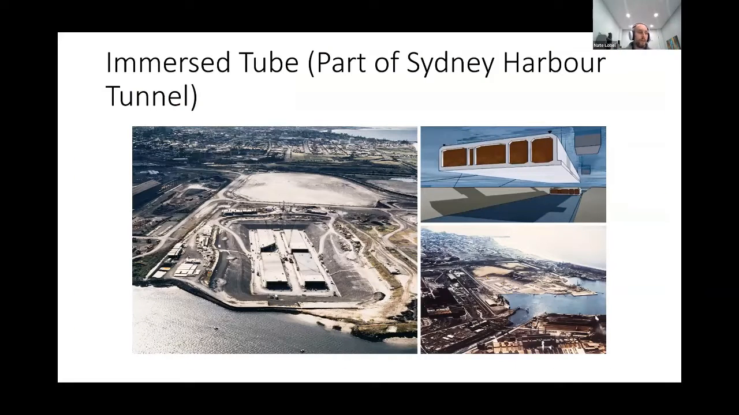There's also a less common method called an immersed tube method. I thought this was interesting because this is actually how part of the Sydney Harbour Tunnel was built. Effectively, you build segments of the tunnel off-site, float them in, and sink them. Obviously, there's a lot of preparation work to be done and a lot of issues in terms of how you connect the tunnel segments, but it's quite an interesting method of construction.